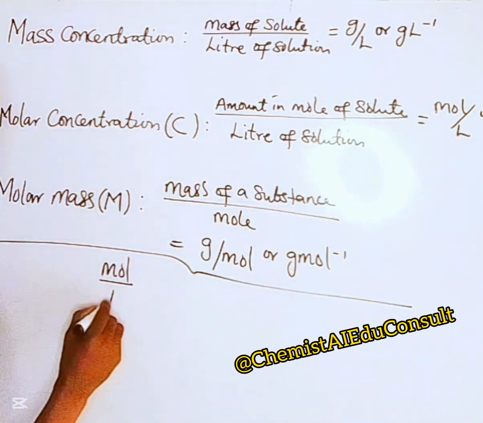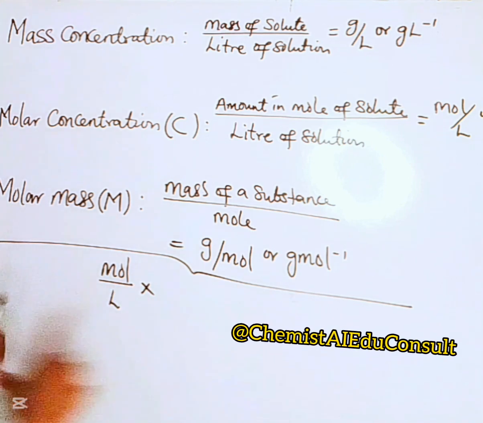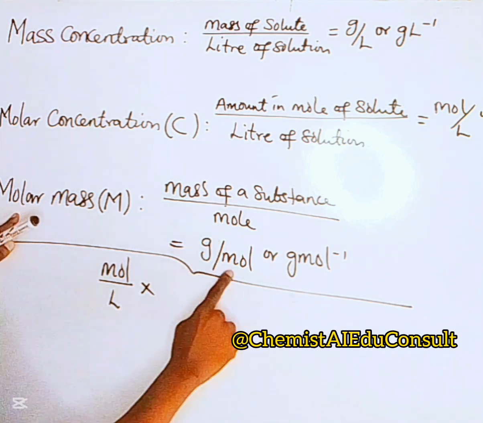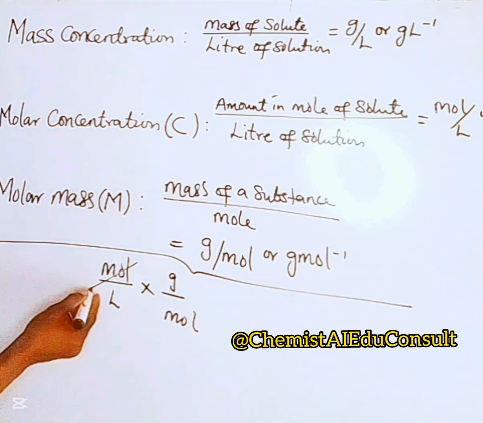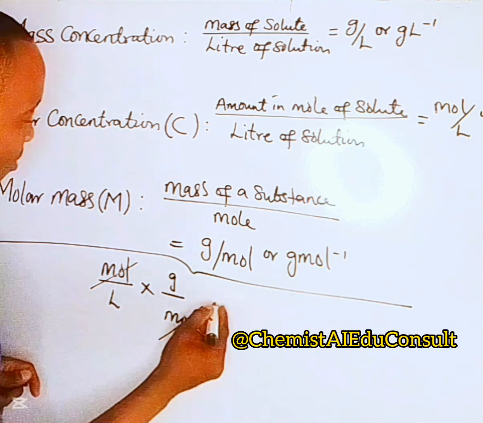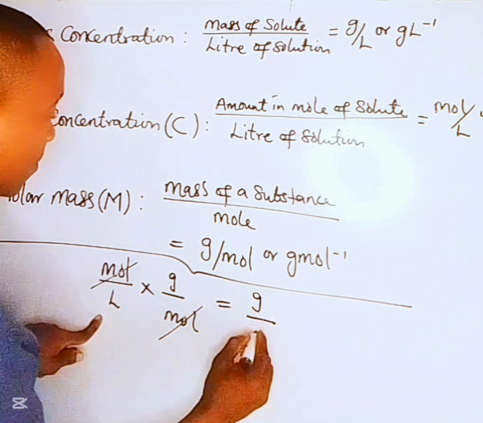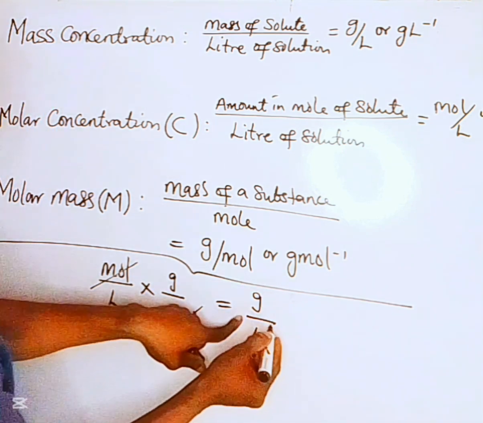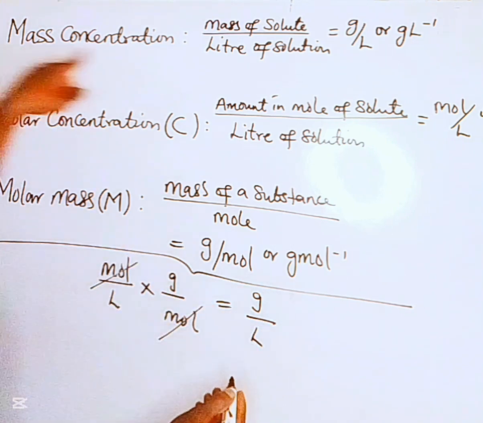Mole per liter. Let's multiply it by the unit of molar mass, gram per mole. You can see that mole up here, we cancel mole down here, and we are going to get gram per liter. And gram per liter is actually the unit of mass concentration.